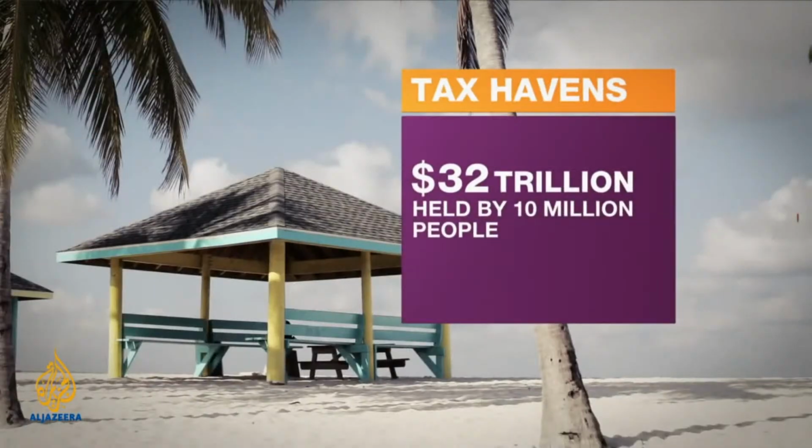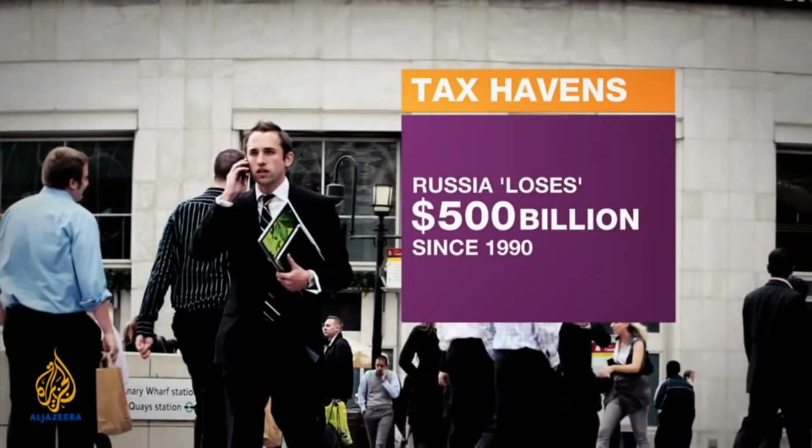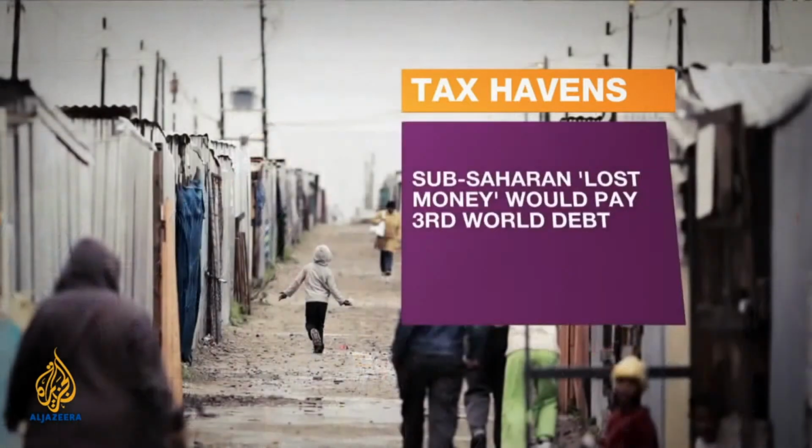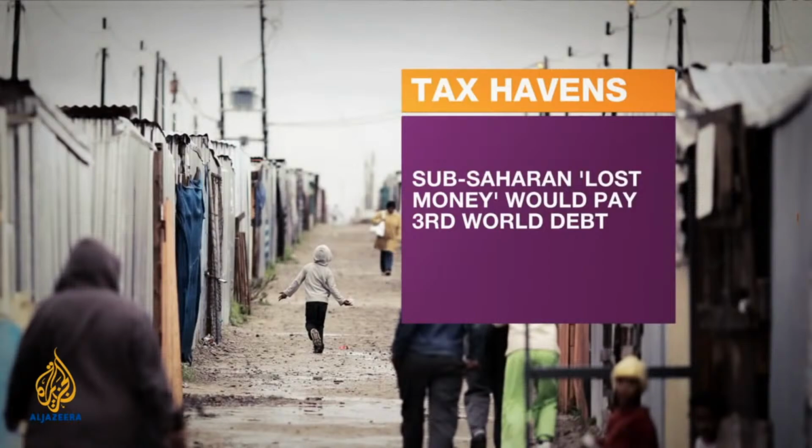Out of an estimated world population of 7 billion people, just 10 million people hold offshore accounts containing $32 trillion. And half of that amount is owned by just 100,000 people. They surely are the super rich. It's thought that $500 billion has left Russia since 1990, and so the tax on that money has not been invested in the home country. In sub-Saharan Africa, if governments there had been able to tax the many hundreds of billions sent abroad, it would have been enough to pay off their crippling debts.